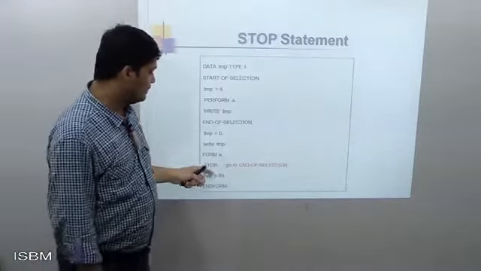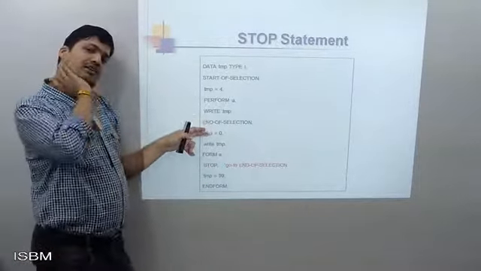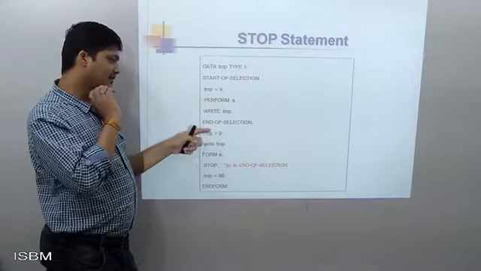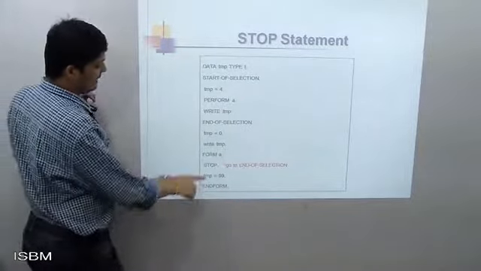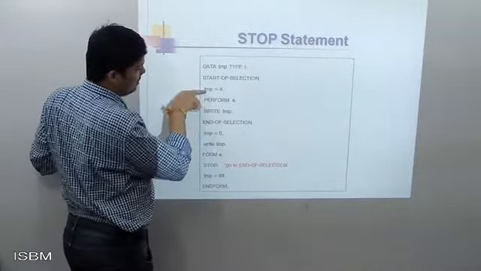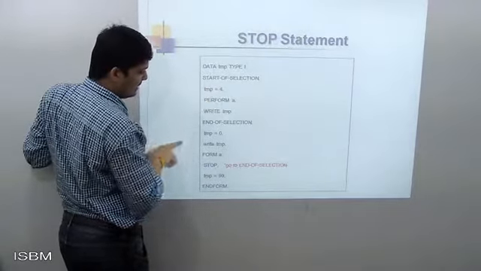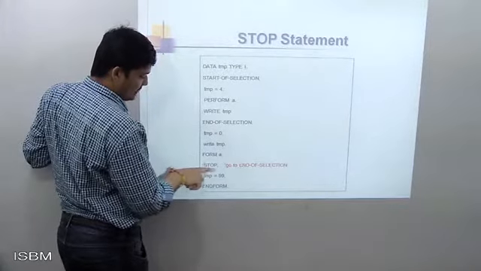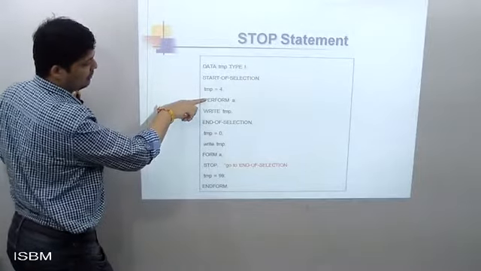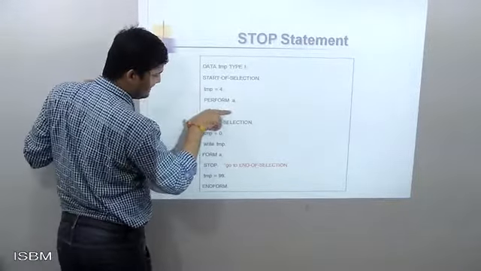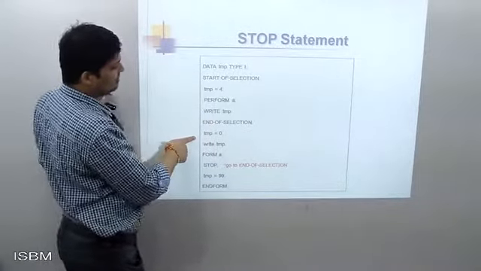But here, stop will directly go to your end of selection. It will not write any temp over here, because it will directly come to your end of selection. So initially temp equals 4, but when going inside A, you can see the form A, it will stop. When it executes stop, it will directly come over here. From here it is not going inside this, it will directly come to end of selection, and after that it will move forward.